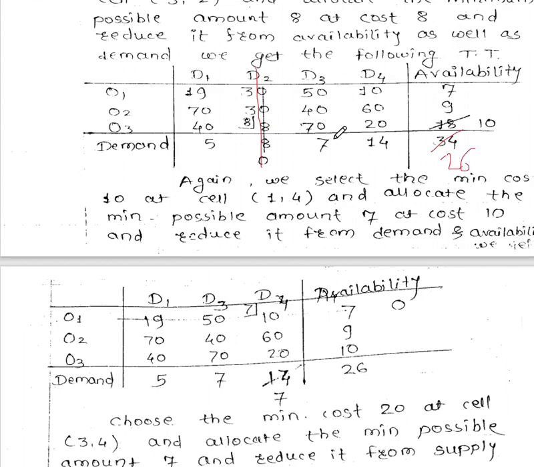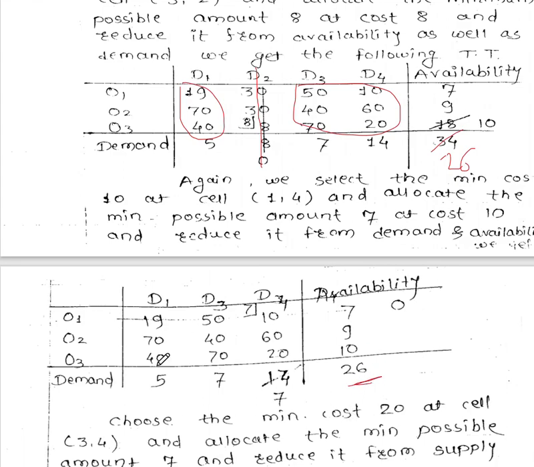What are the next steps? We write down the remaining elements from the given transportation problem, as well as the demands and availabilities. Here 19, 50, 10, 70, 40, 60, 40, 70, 20 are the remaining elements. Demands are 5, 7, 14 and availabilities are 7, 9, 10, which sum to 26. That is a balanced problem.